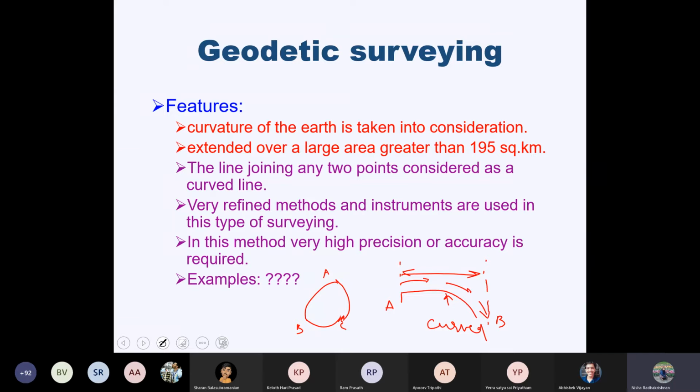Now, please bear with my drawing. This will be a curved distance. And measuring this curved distance requires special equipment, special mathematical equations, all those purposes. So you require very defined methods and instruments for this kind of surveying. Your normal chain surveying, compass surveying, plane table, all those will not work here. You need sophisticated, high precision equipment.